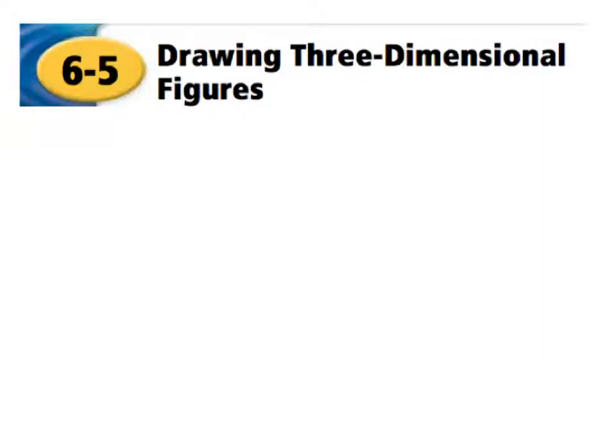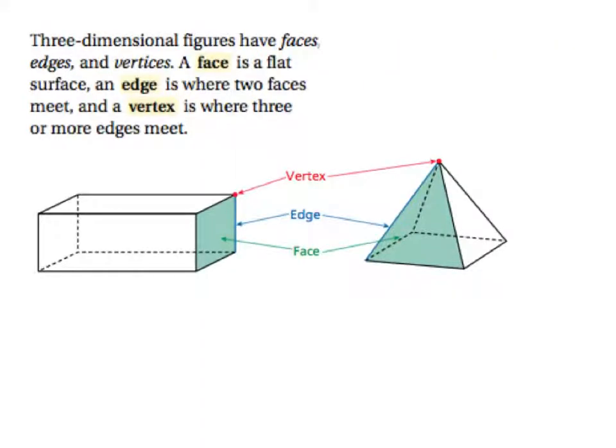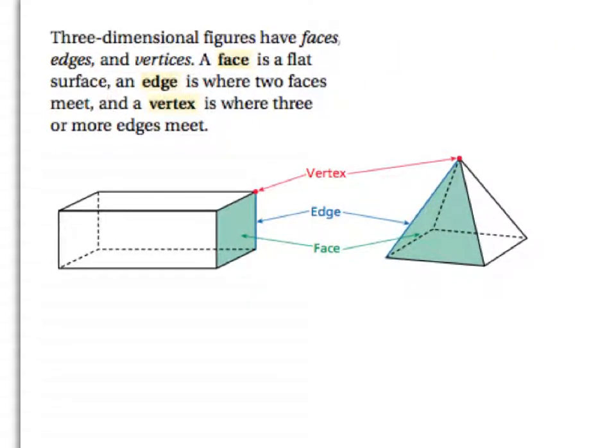Hi guys, in 6.5 we'll be learning how to draw three-dimensional figures, and we are also going to learn some key concepts about three-dimensional figures. So the first thing we need to know is that three-dimensional figures have faces. This green shaded part is called the face. This is also a face, this is a face, this top is the face.